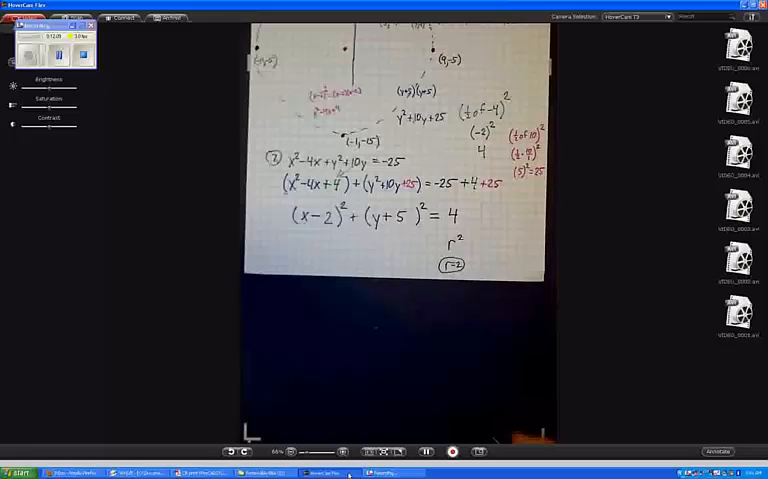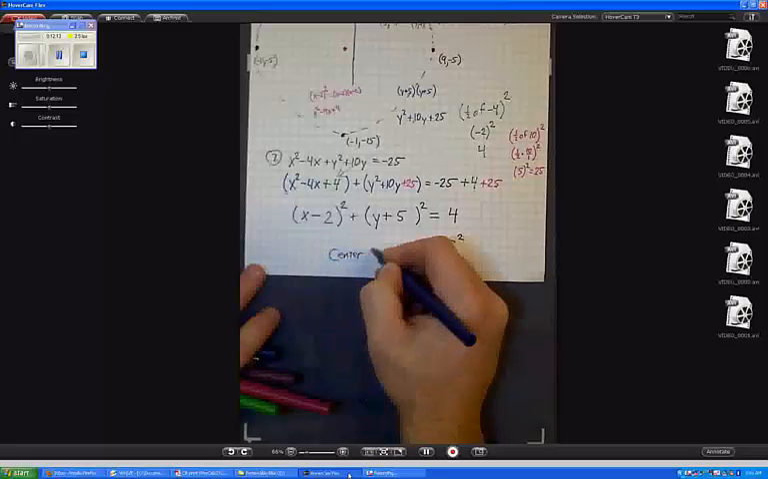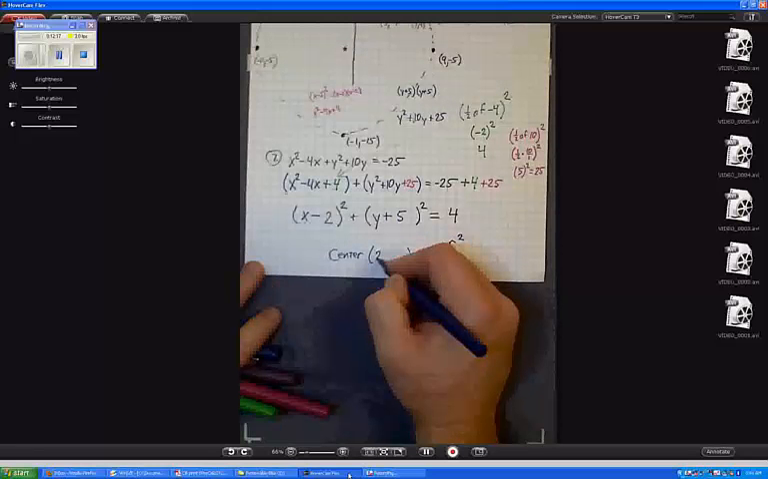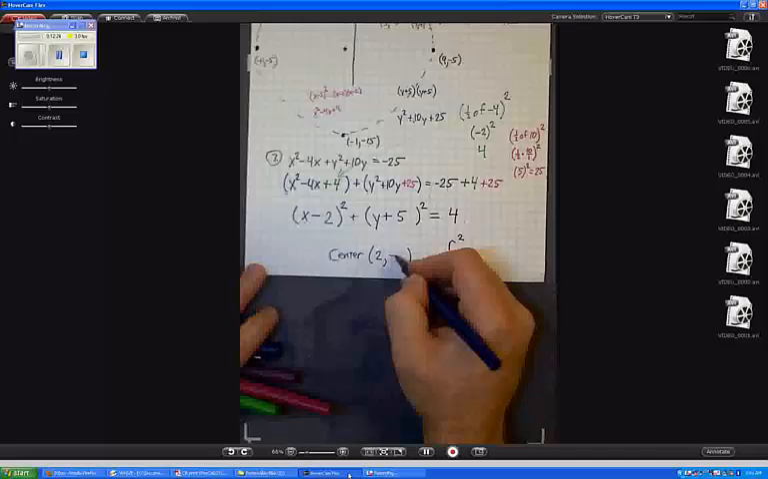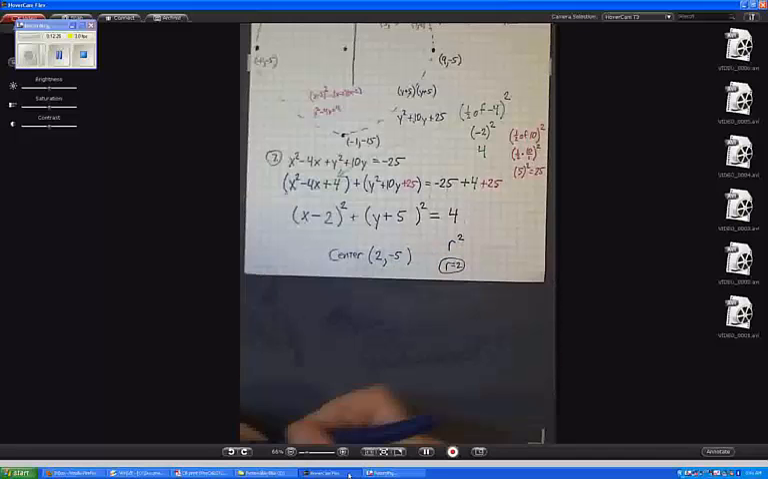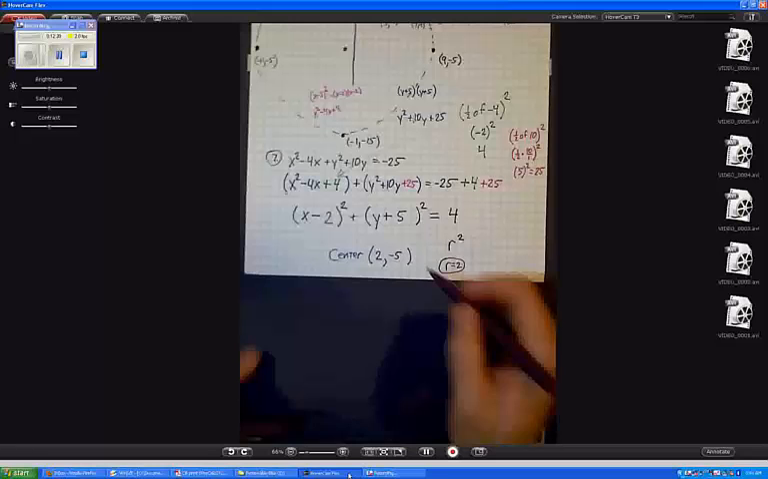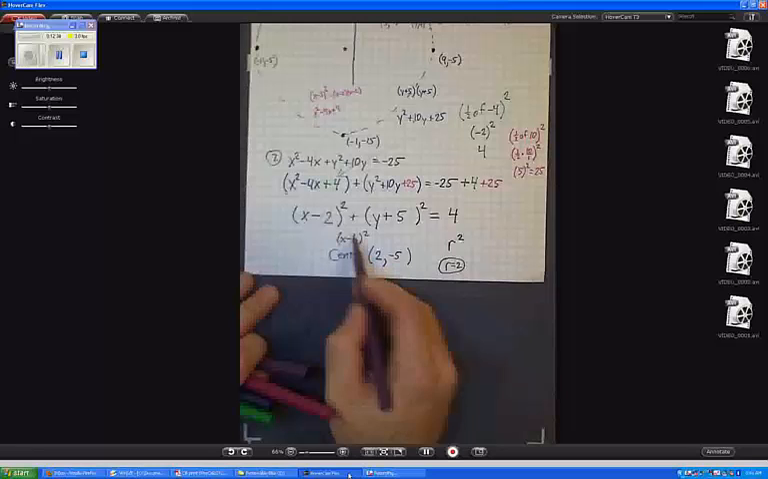But let me finish by saying, well, what's the center of this circle? Two, comma, and then you got to be careful here. Why is it negative 5? Yeah, we've seen that before, right? Remember, this is x minus h squared. So this was minus, so the h was actually 2.